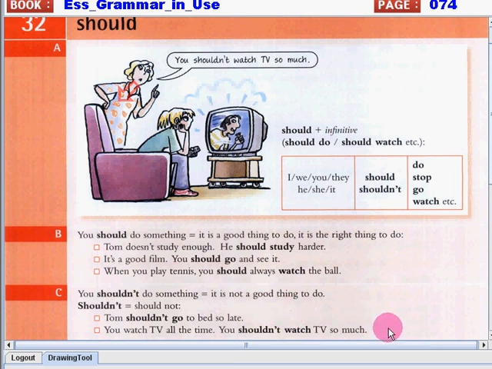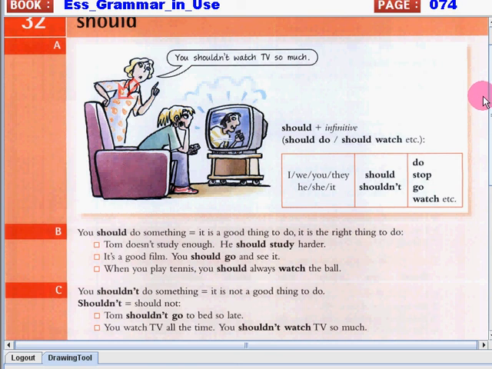Next, you watch TV all the time. You shouldn't watch TV so much. So here, we are saying that the person should not watch TV so much. Why? It is not a good thing to do. Because that person watches TV all the time, and that is bad.